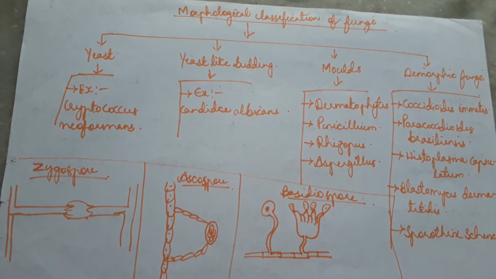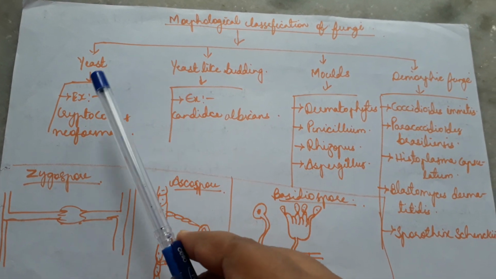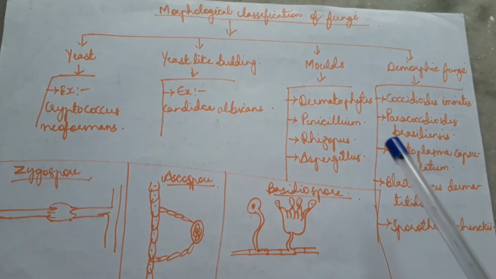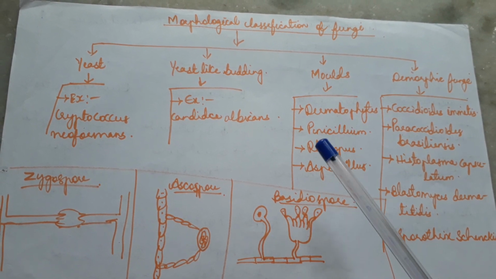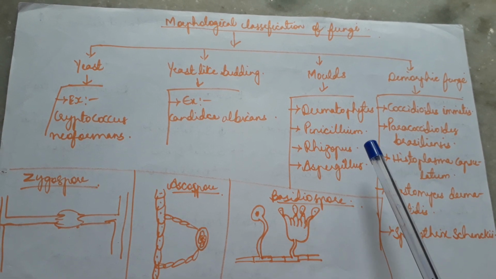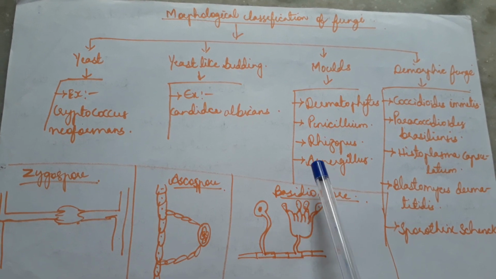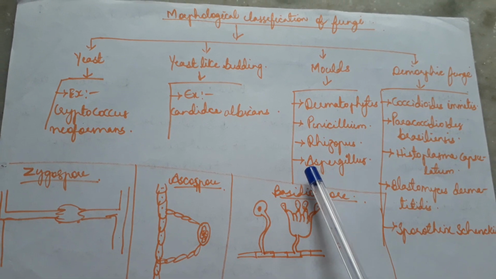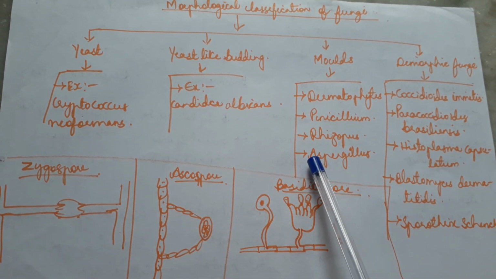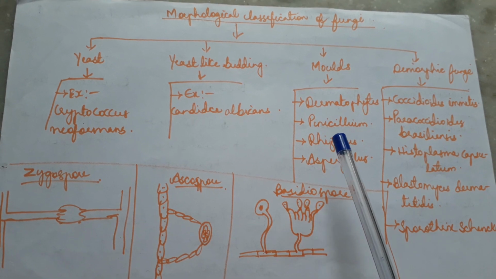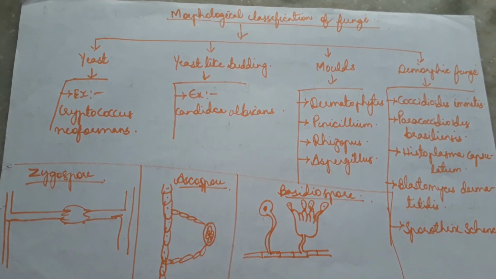Hello everyone. In the morphological classification of fungi, we are done with yeast-like budding, and now we are doing moulds. In the moulds, we are done with Aspergillus and Zygomycetes. Now we will see Dermatophytes. Aspergillus is ubiquitous, present everywhere, and it's an opportunistic pathogen. Coming to zygomycetes, they include Rhizopus, Mucor and Absidia.